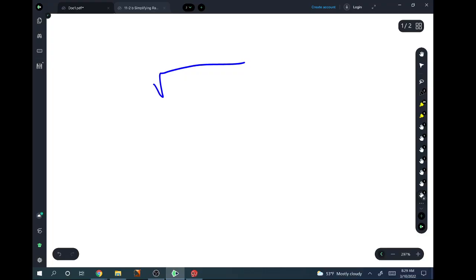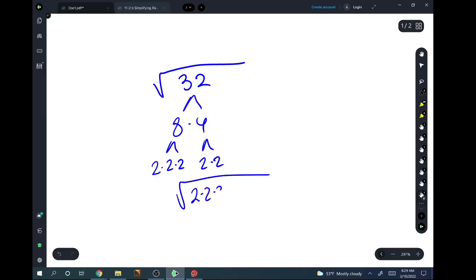All right, so if I have the square root of 32, right? Remember what we do. We break the number down, right? Is 8 times 4, and 8 is 2, 2, 2, and 4 is 2, 2. So 1, 2, 3 2s, and another 2 2s. And then remember, you take out pairs, right? Pairs of 2s.